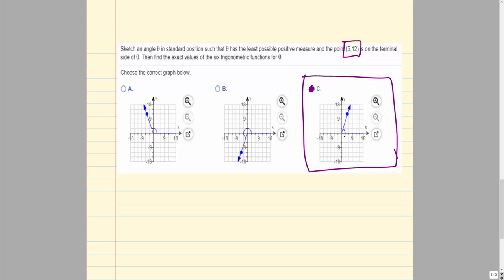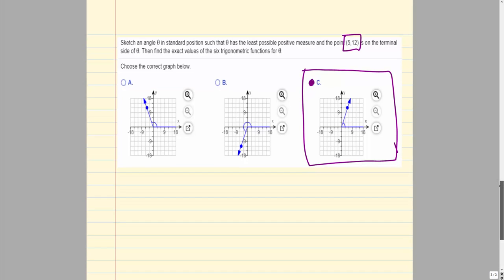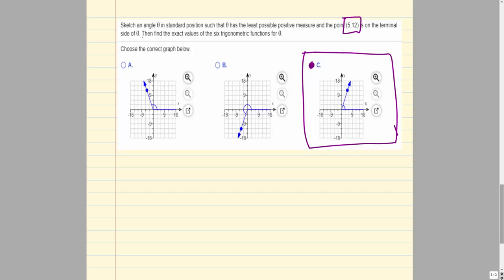Now notice our scale here. These look like 3, 6, 9. These look like tick marks of 3. So 5 is going to be slightly over here. So don't think about moving over 5 tick marks. Just be careful about what they use for scale there. And then it says, then find the exact values of the 6 trig functions for theta.